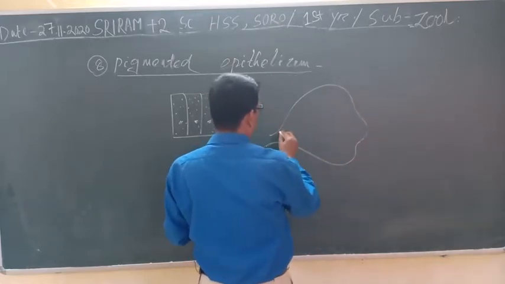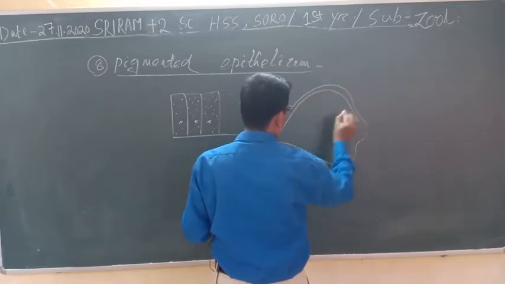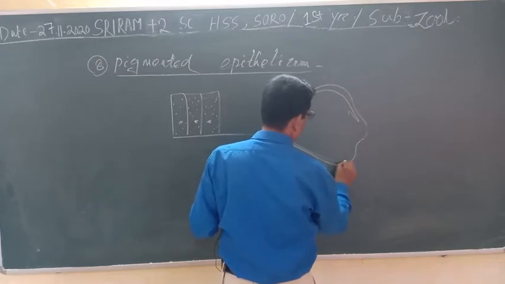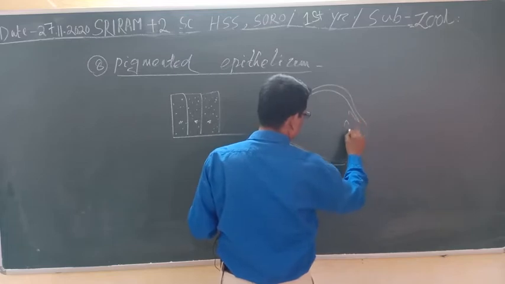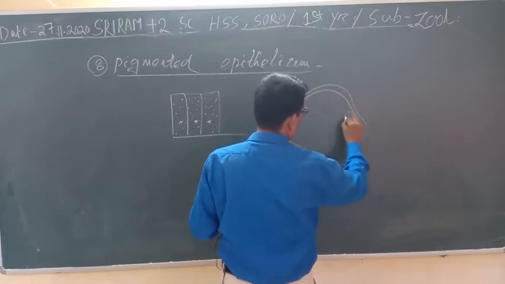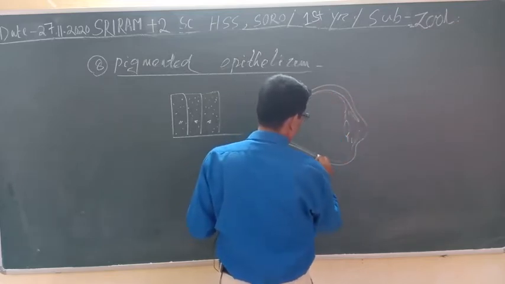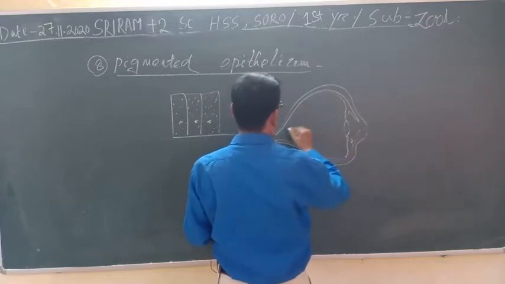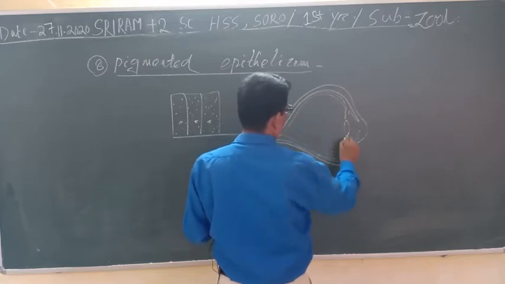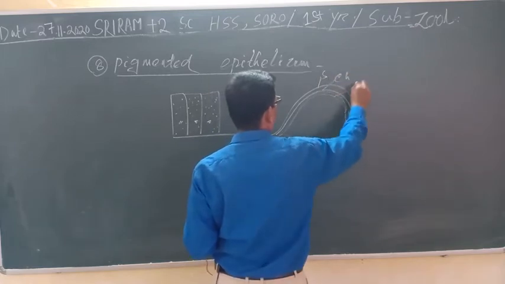So this is the eye. This is the lens. And this is the retina. The inner layer is the retina. This is the sclera, this is the choroid, and this is the retina.